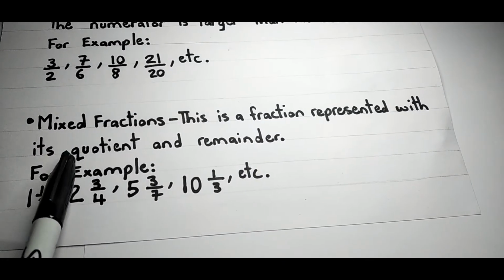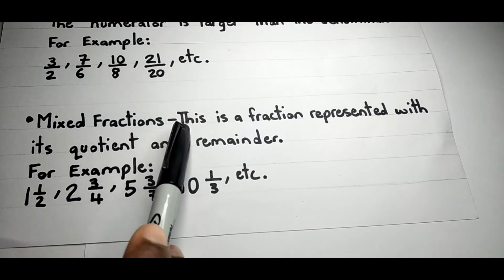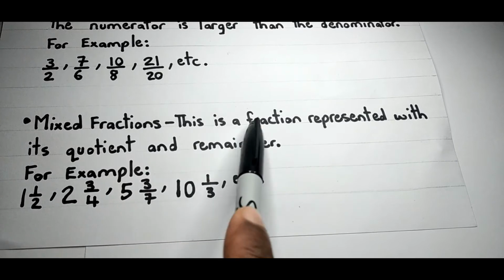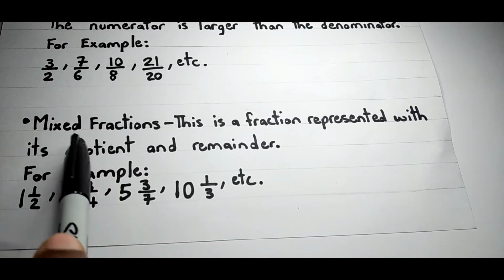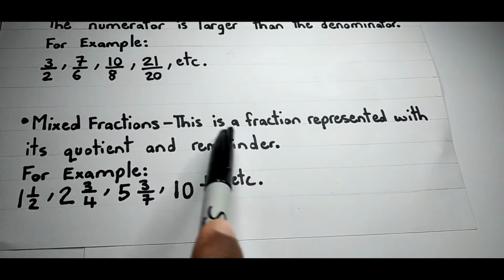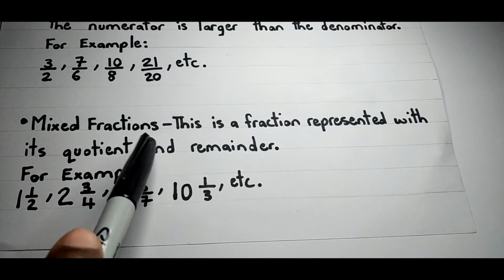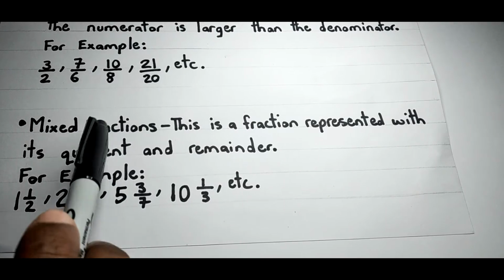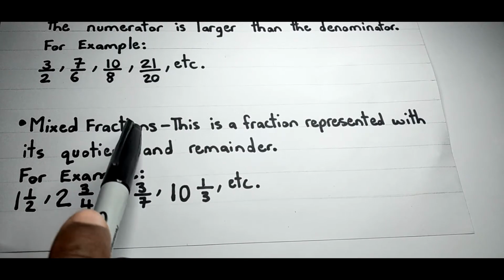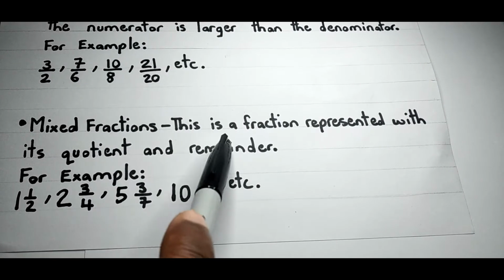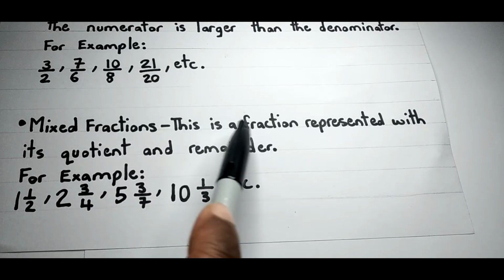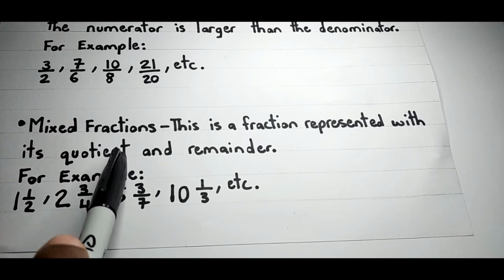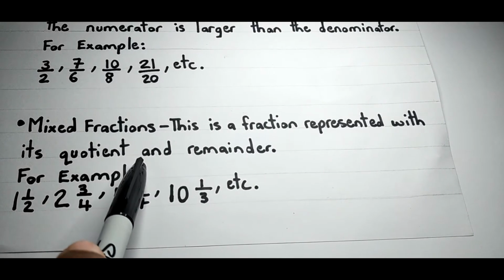Now, how about mixed fraction? According to this information right here, it says that this is a fraction represented with its quotient and remainder. The term quotient, I know that this term might be foreign to some. Quotient refers to the result that one obtains after dividing two numbers. This is the result that you get after dividing numbers.